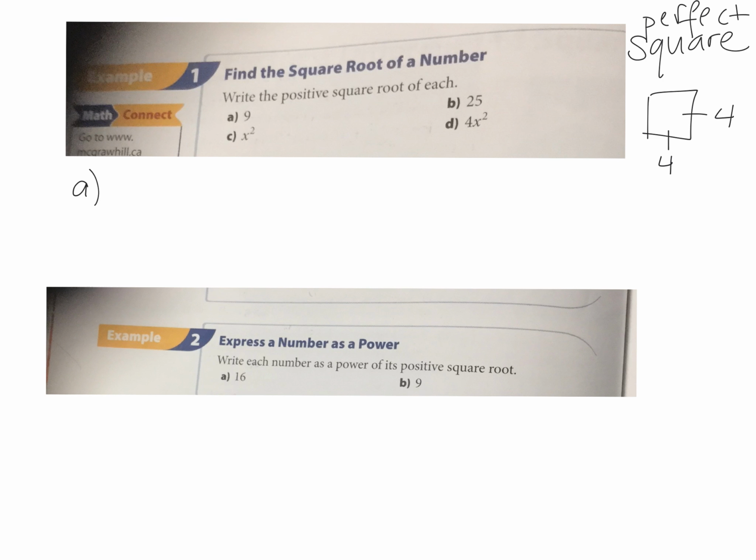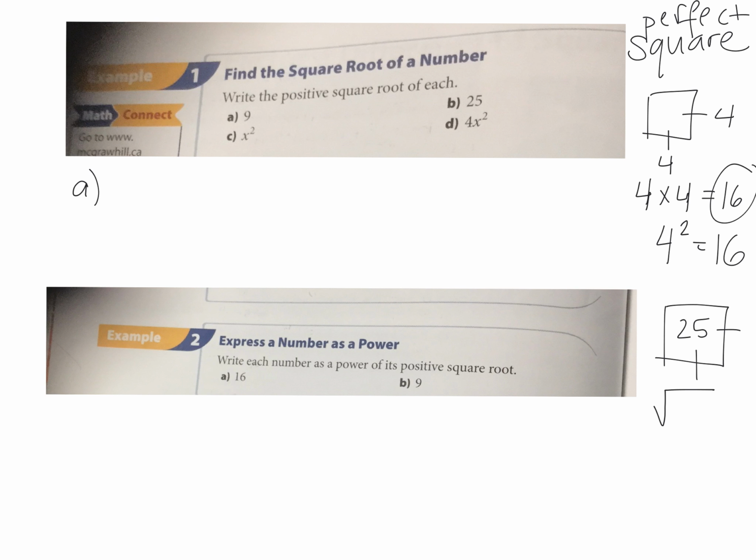What is the area of that square? 4 times 4 equals 16. 16 is a perfect square because the length and the width are a whole number. Okay, the length and width are 4. I can also write it as 4 squared. Now if I tell you the area of a perfect square is, let's say, 25, what are the dimensions of the square? 5. So we know that the square root of 25 is equal to 5.